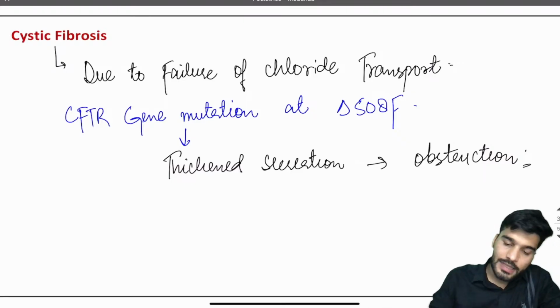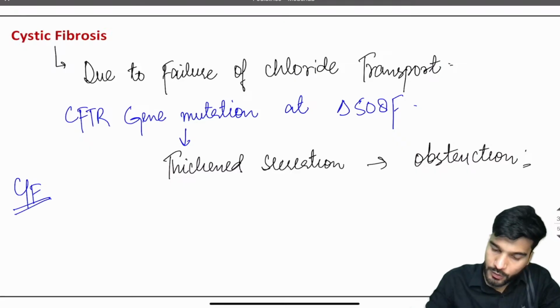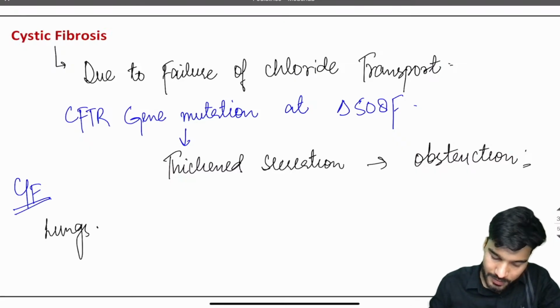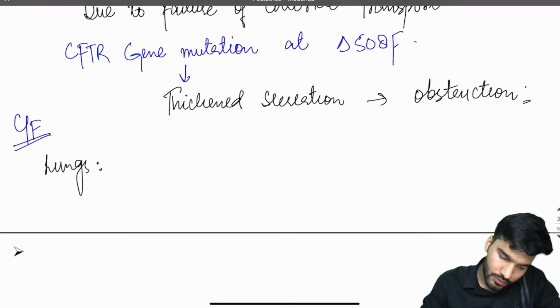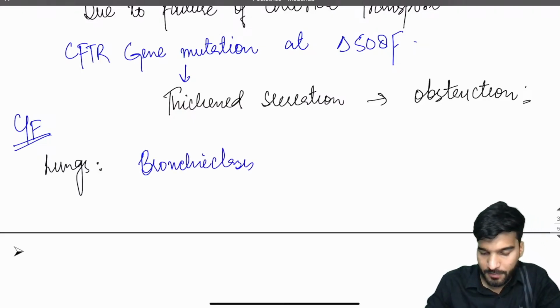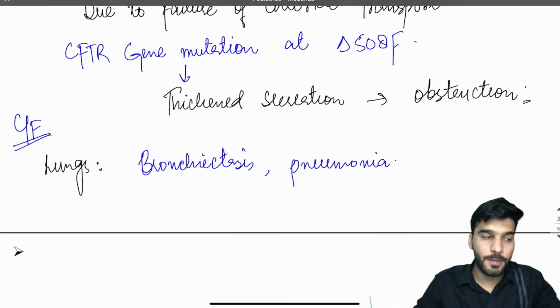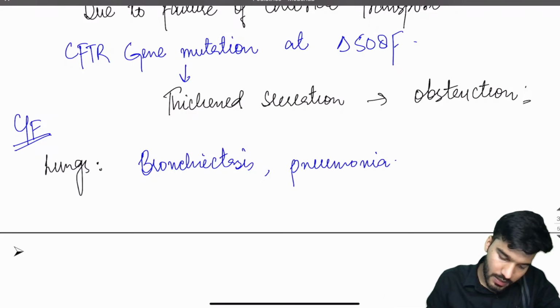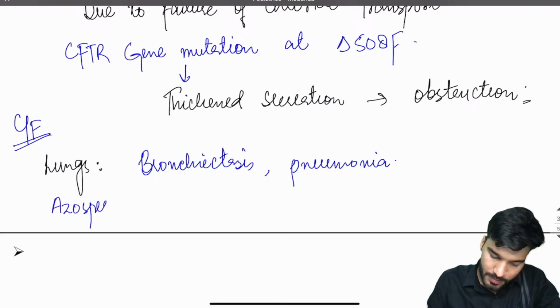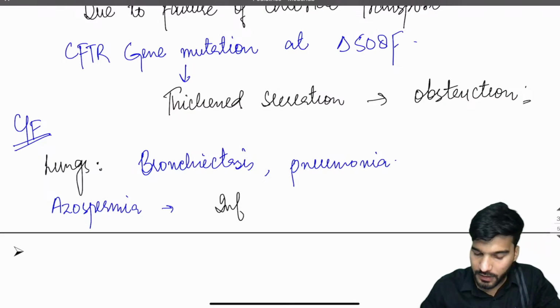Now what are the clinical features of a patient having cystic fibrosis? From the lungs, the clinical features are going to be bronchiectasis and pneumonia. Now if we talk about other features, there will be azoospermia, which will lead to infertility.